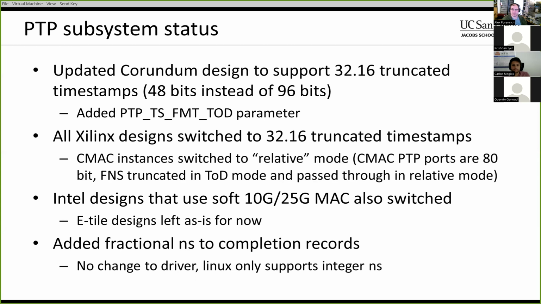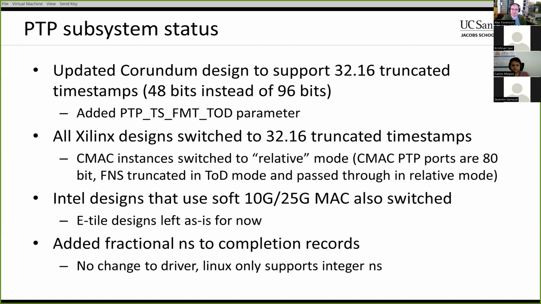One interesting thing to note about the Xilinx devices is that I had to switch the CMAC instances to the relative clocking mode instead of the absolute clocking mode. And the upshot of that is that all of their PTP timestamp ports are 80 bits instead of 96 bits. So in the time of day mode, you have to drop the fractional nanosecond field. But if you switch it to relative mode, then you actually have to pass through the fractional nanosecond field. So in the relative mode, we actually get the full resolution timestamps out of the CMAC. So that's a pretty significant improvement.